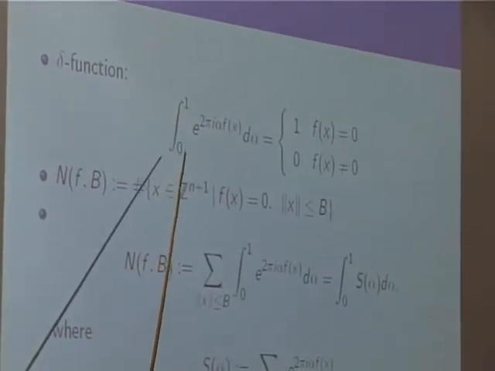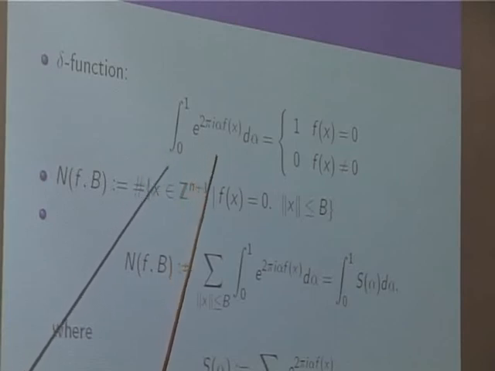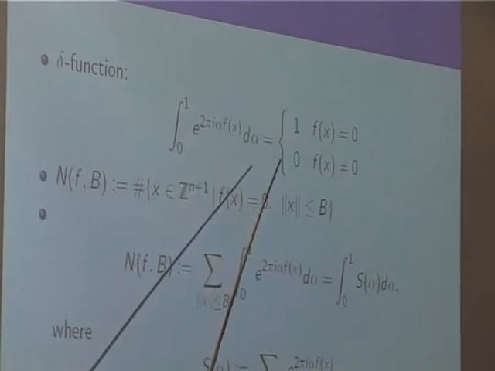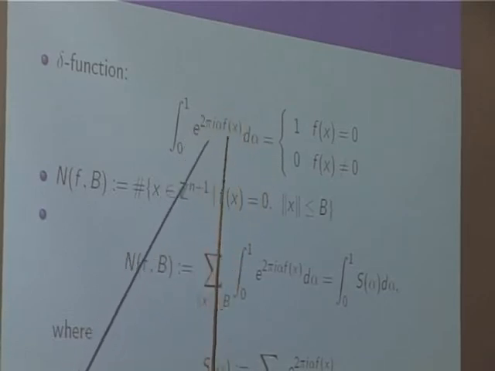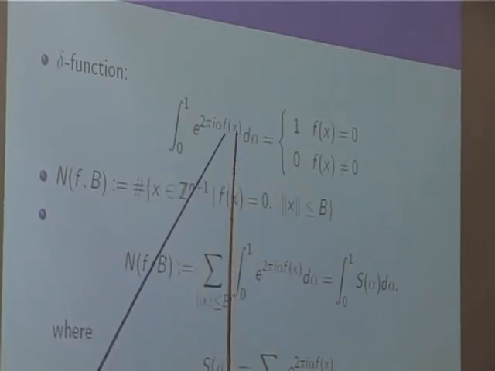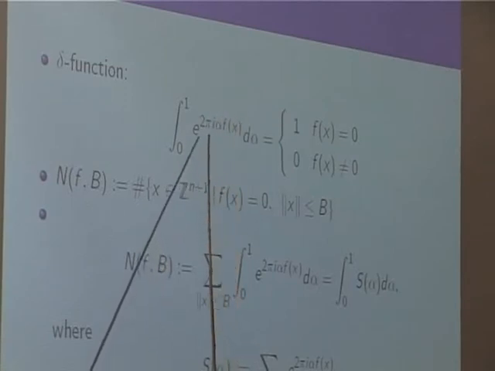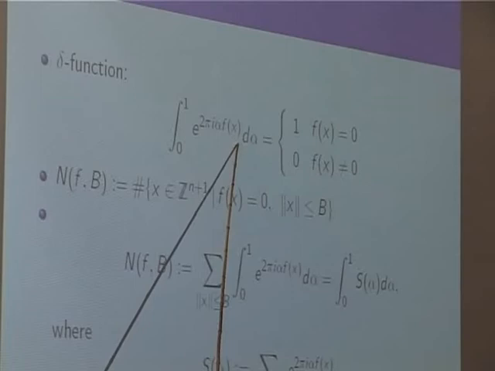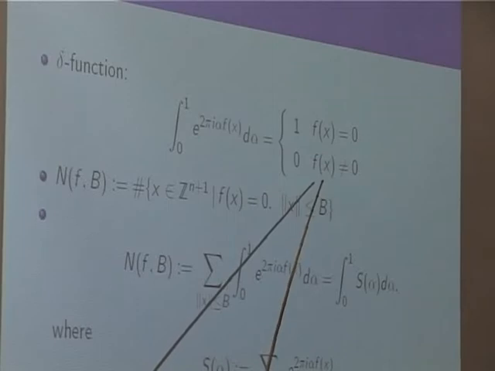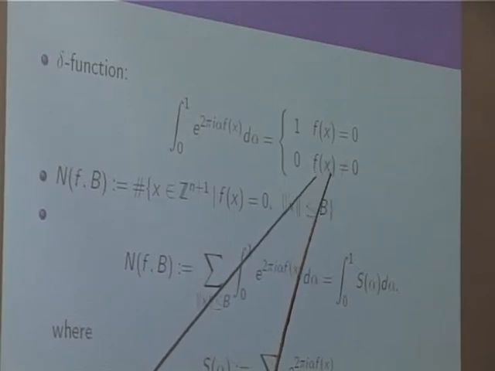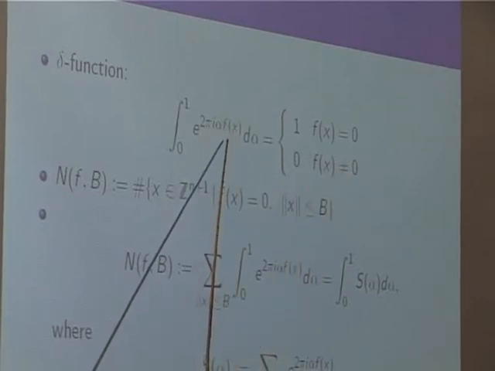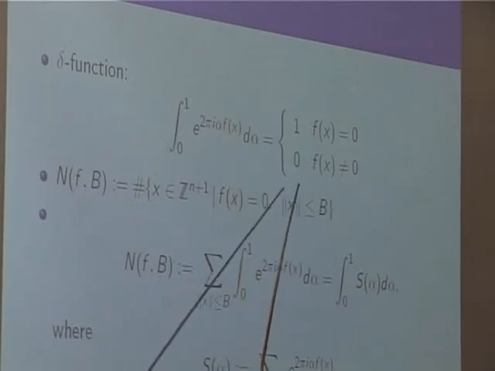You start with a delta function. You have a polynomial f with integral coefficients, and you want to integrate this. If f of x is 0, you integrate 1 from 0 to 1, so you get 1. And if it's non-zero, then you integrate e to the 2 pi i f of x, and here you really use that f of x is an integer. So we are looking for integral solutions, where x0 through xn are all integers and f has integral coefficients. So you have a complete period, and you get a 0.